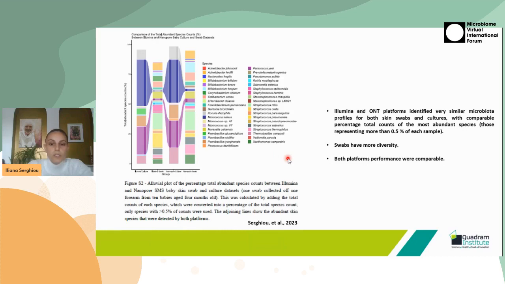So overall, Illumina and the Nanopore platforms did identify similar profiles for both skin swabs and cultures. They also had comparable counts for the most abundant species. The swabs did show more diversity than the cultures. So, for example, you can see here, this is the swab data set versus a culture data set. You can see there's a lot more diversity. And both platforms' performance were comparable.